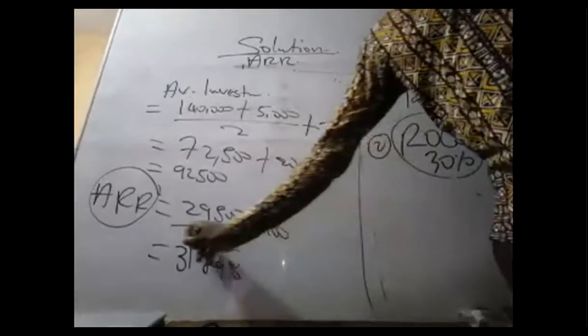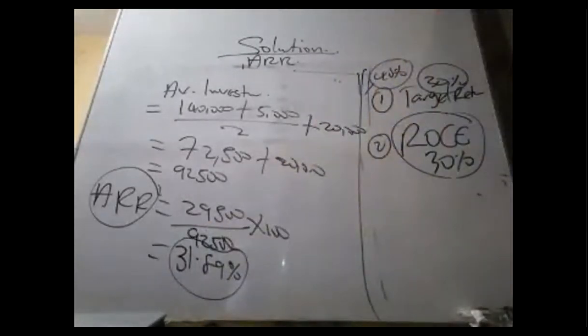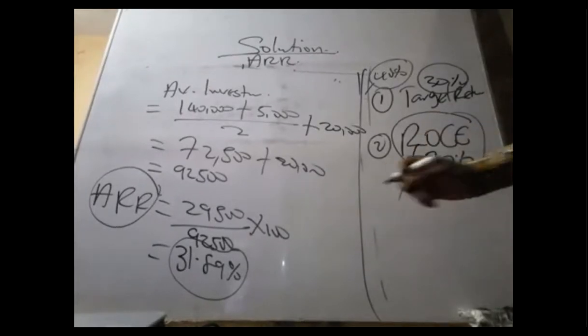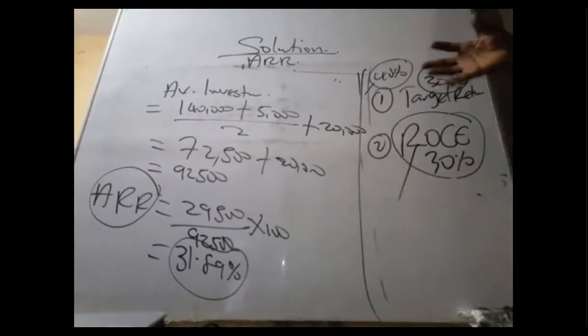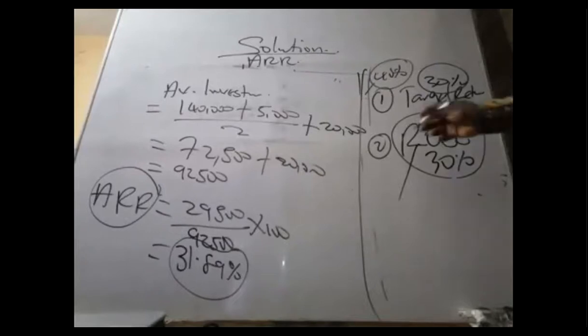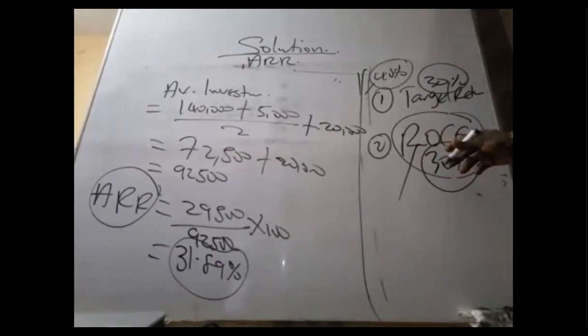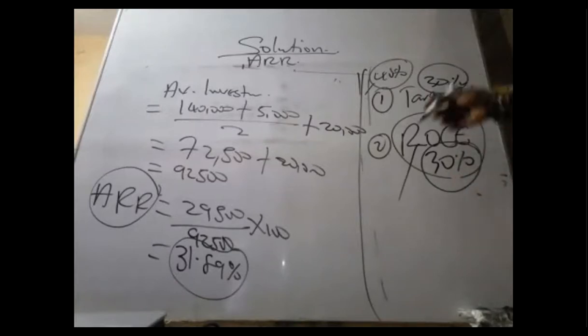Now, by here they are getting what? 31. It's more than the ROCE or the target. That is all. The reason is this: return on capital employed. The funds that the company is using, the money that we are using, we are paying our providers of finance, those that brought the money, 30% on every 100 Ghana that they've invested.